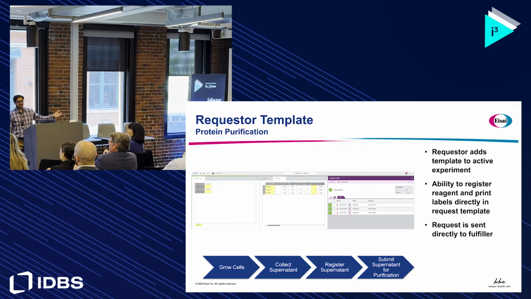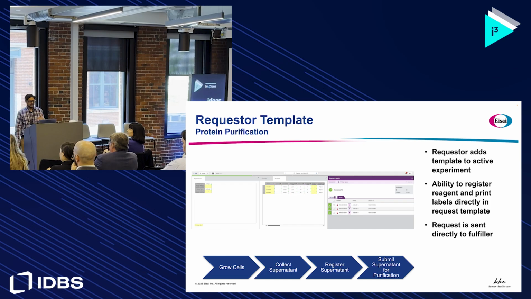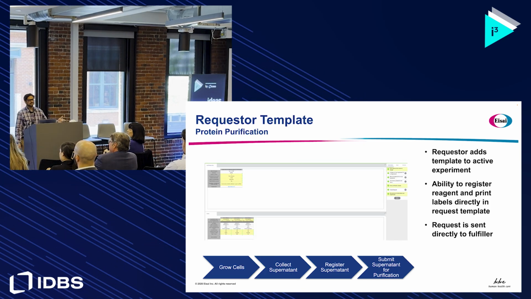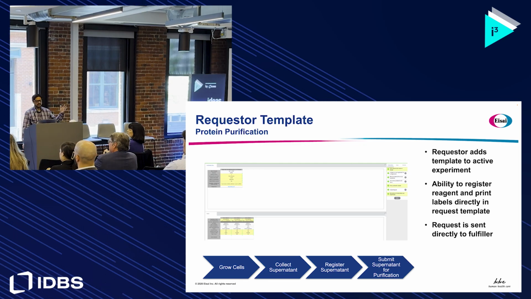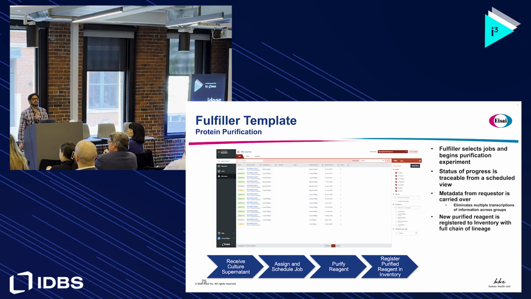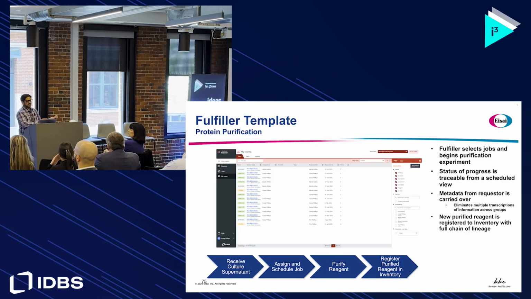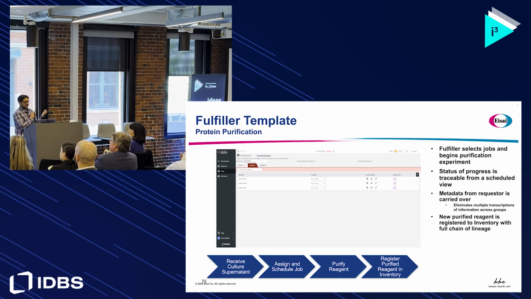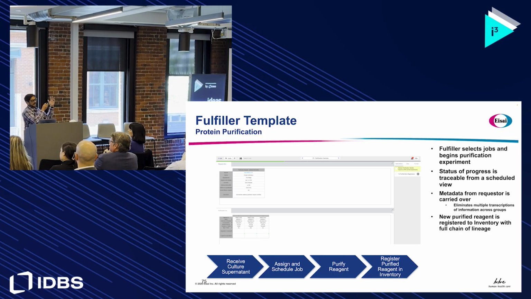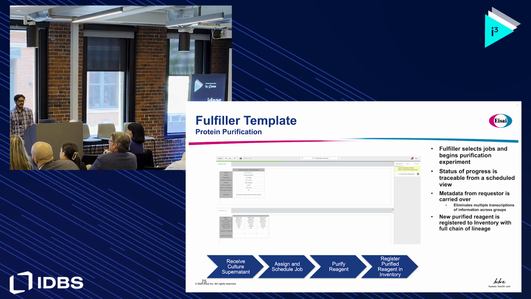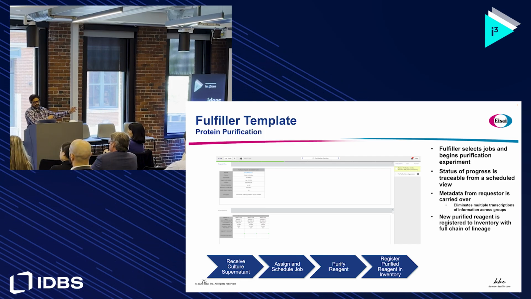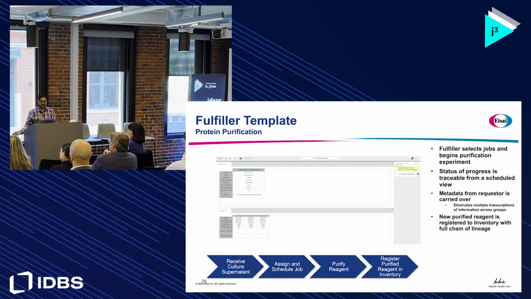Then they can register, they can add their labels, all the stuff that we talked about before is in there. And then it pulls all that metadata, the sequence information, the plasmids that they used, the buffers, the media, all that stuff goes into the request template, right? And then they submit that request and it gets sent to the purification group. That purification group receives the request and selects what jobs they want to do. And then all that information the requester put in is cascaded into the fulfiller template. So now that purified reagent is going to have all that metadata from earlier. There's no retranscription. It's all automatic.